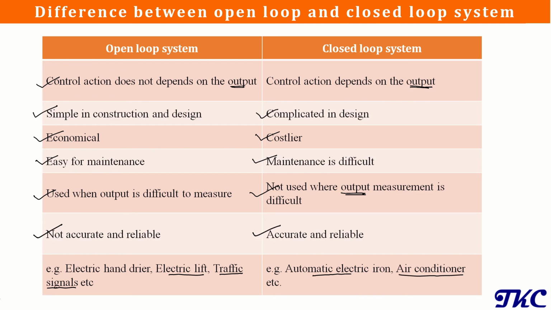Before ending, let's revise what we have covered in this lecture. We started with the definition and examples of control systems. After that, we discussed the elements of a control system. Then we discussed the classification of control systems. And after that, we discussed the difference between open loop and closed loop systems. So with this, we'll end this lecture.